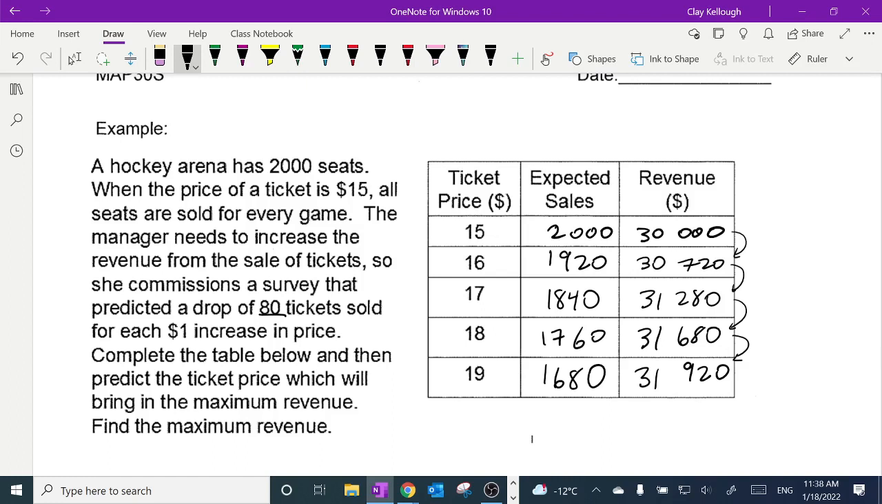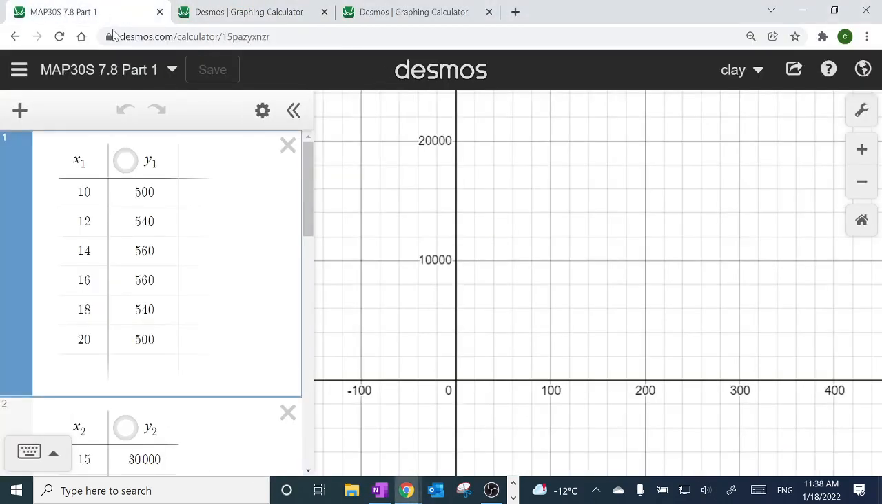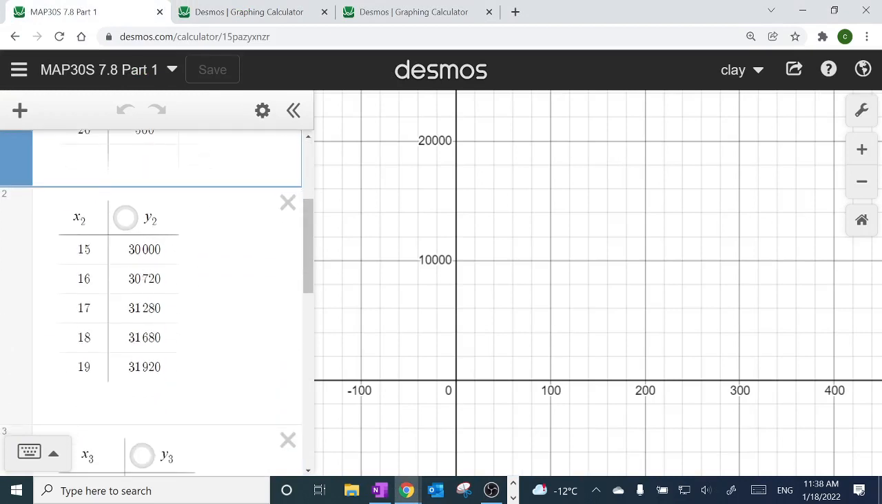So feel free, TI people, to try the TI again. We just showed you how to do the TI, but I'm going to go back to Desmos. I think I already have this one in here. Yeah, there it is. 15, 30,000. 16, 37, 20. Let me double check that I put the numbers in right. 17, 31,280, 18, 31,680, and 19, 31,900. Okay, I'm going to pause the video here. Type in that data while I do attendance.